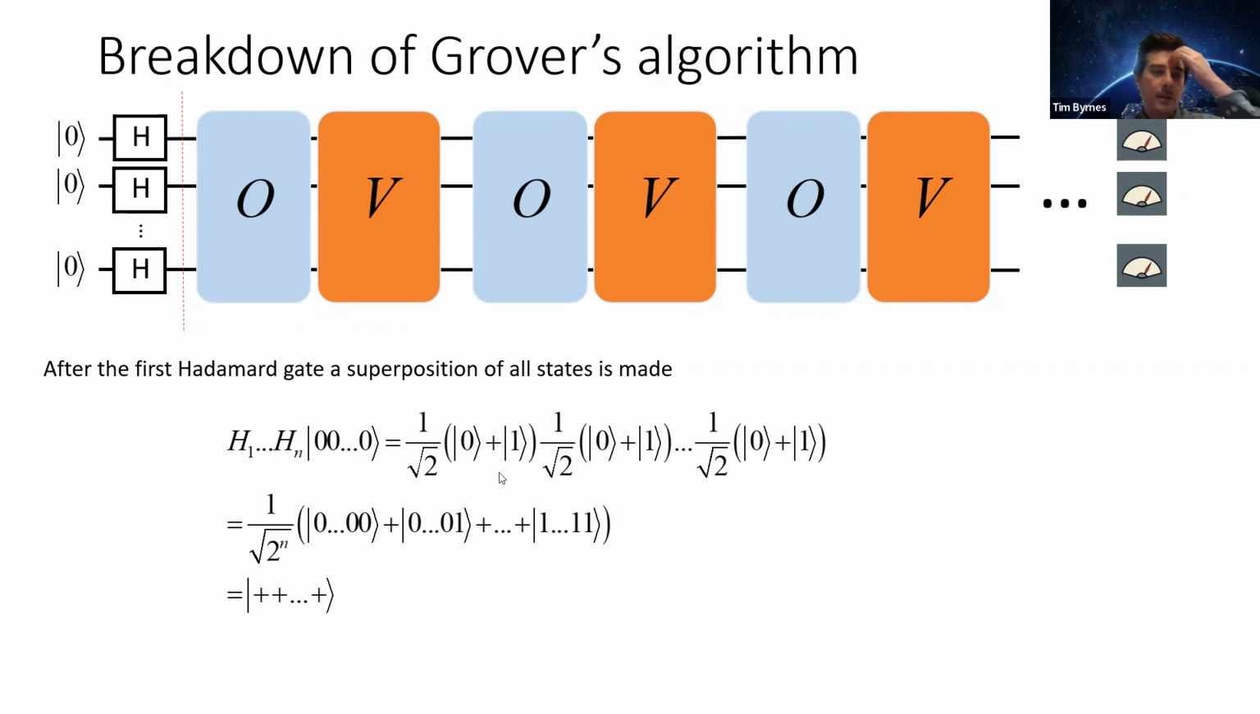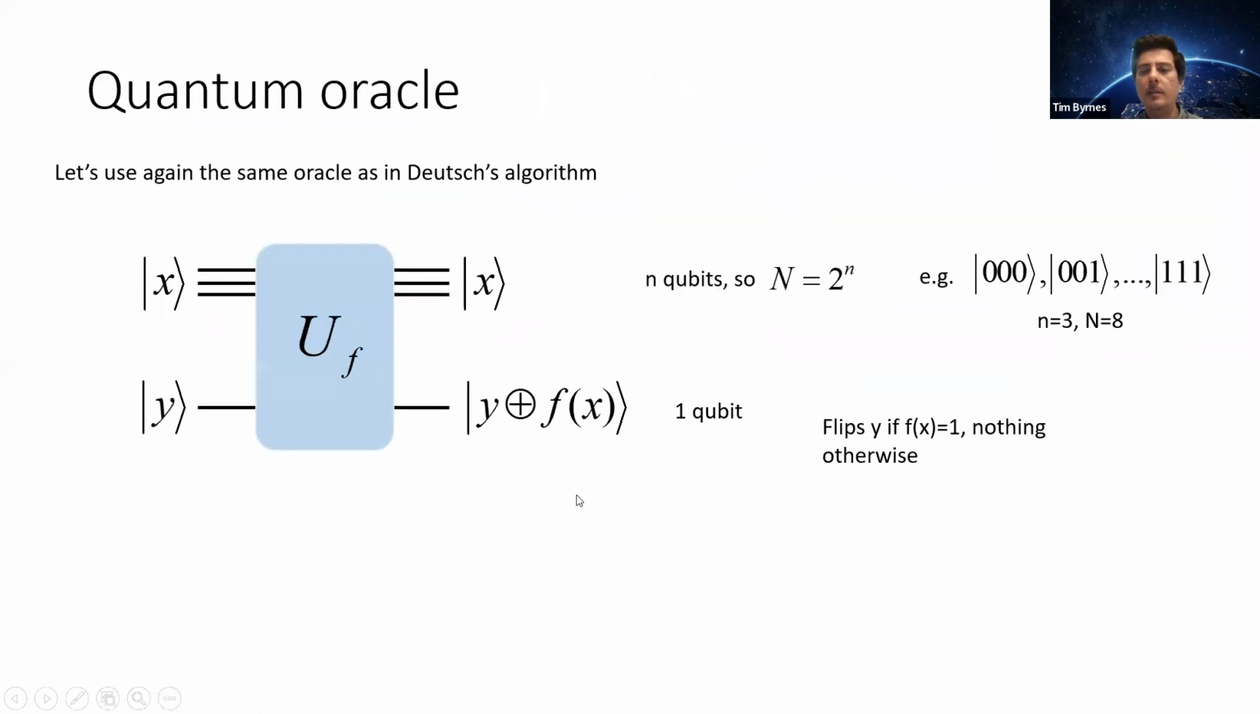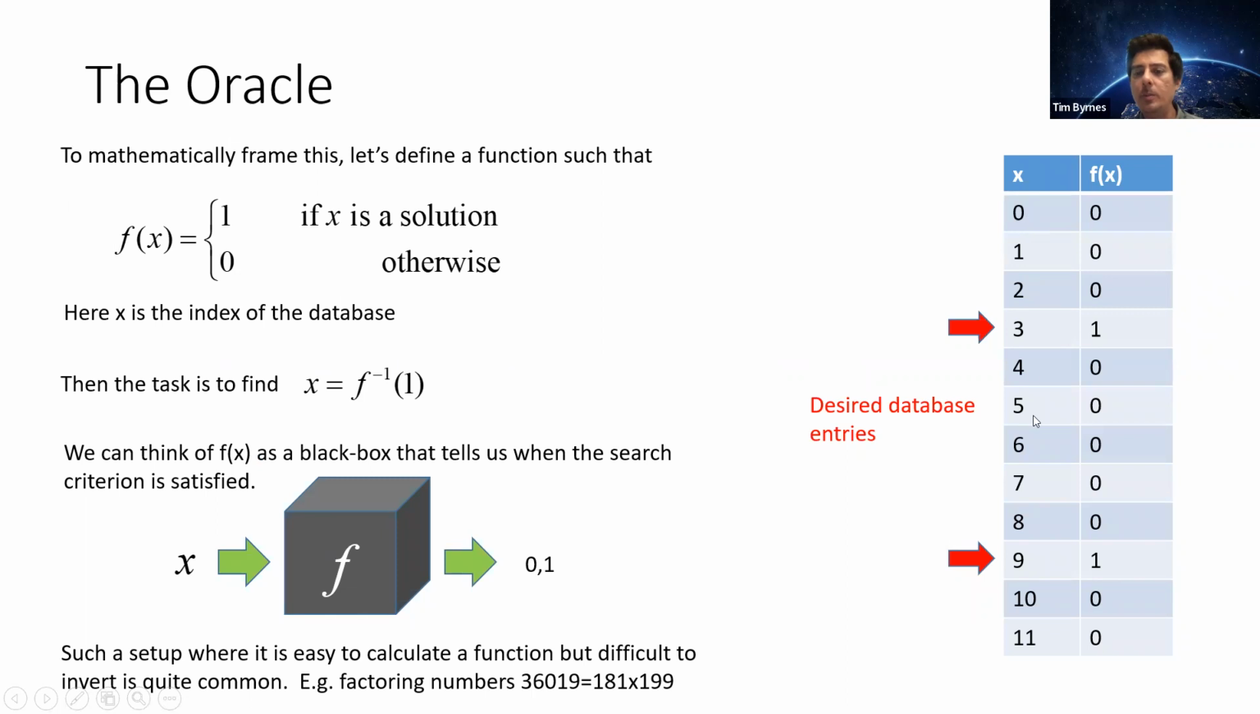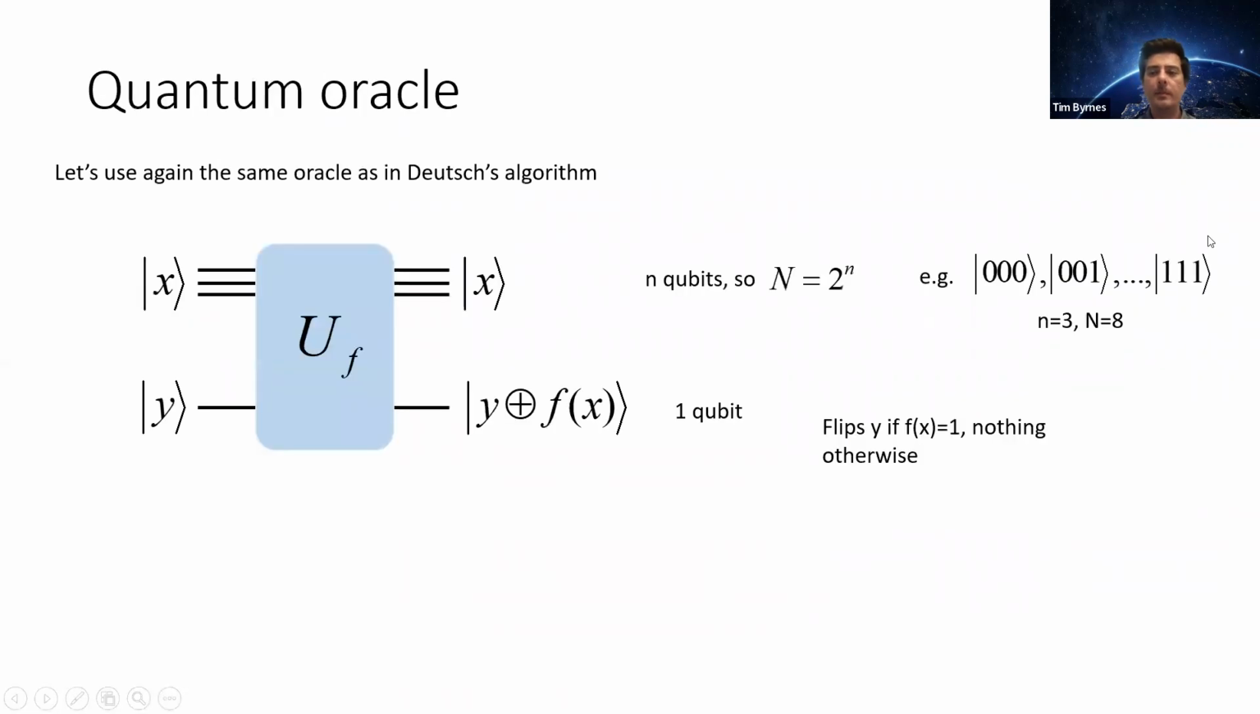You'll have every state going from 0, 0, 0, all the way up to 1, 1, 1. So this state plus plus plus is actually an equal superposition state of all the potential different database entries. In this table here, you're starting off with a superposition of every possible entry. And we don't know which ones are the solutions yet. In this case, it's 3 and 9, but the starting state is just a superposition of all.